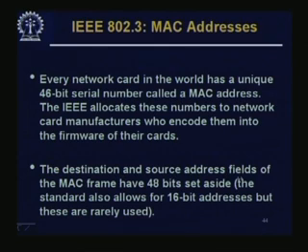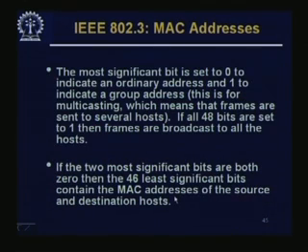The destination and source address fields of the MAC frame have 48 bits set aside. You remember, 6 bytes each, 48 bits. So, there is a 2 bit discrepancy; these 2 bits are used for something, I will come to that. The standard also allows for a 16 bit address, but these are rarely used. Now, of these 2 bits, the most significant bit is set to 0 to indicate an ordinary address and 1 to indicate a group address. This is for multicasting, which means that frames are sent to several hosts.